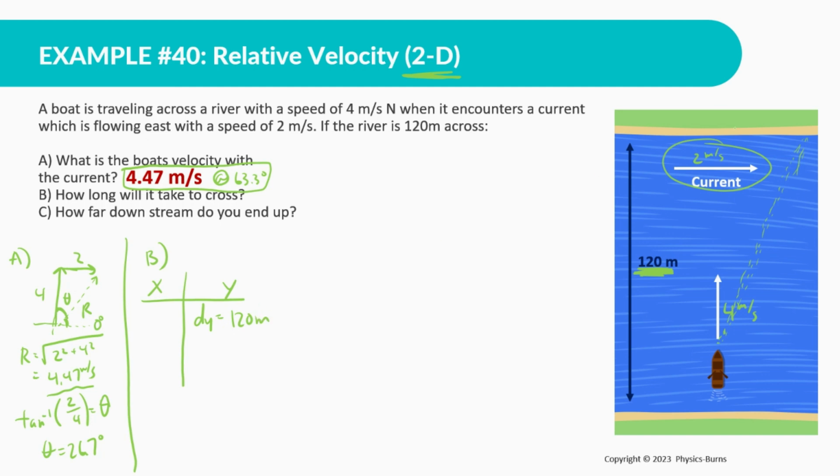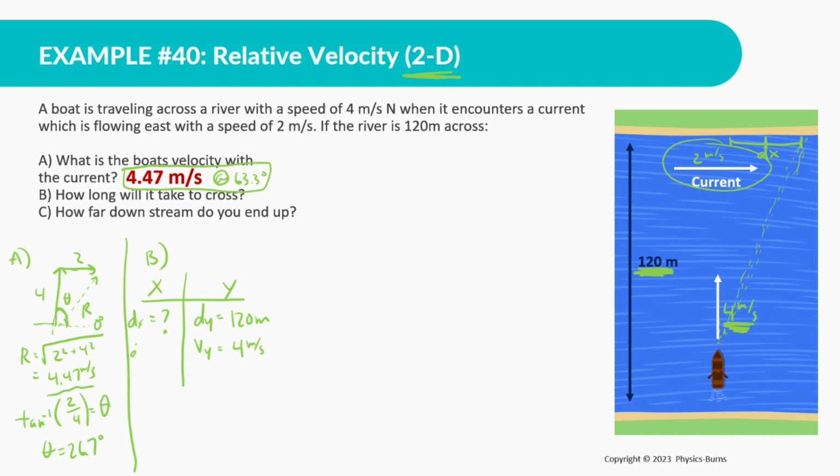I don't know how much it's going to be traveling in the x direction. That's not really given to me. So I'm just going to put this dx, this distance in the x direction, as unknown. The next thing is the velocity in the y direction. I know when this boat is going through this river, the velocity in the y direction is going to be 4 meters per second, because that's how fast the boat's going to be moving in the y direction.